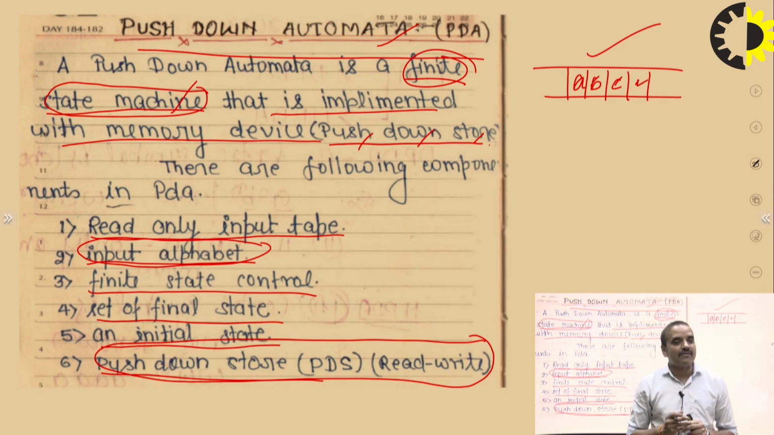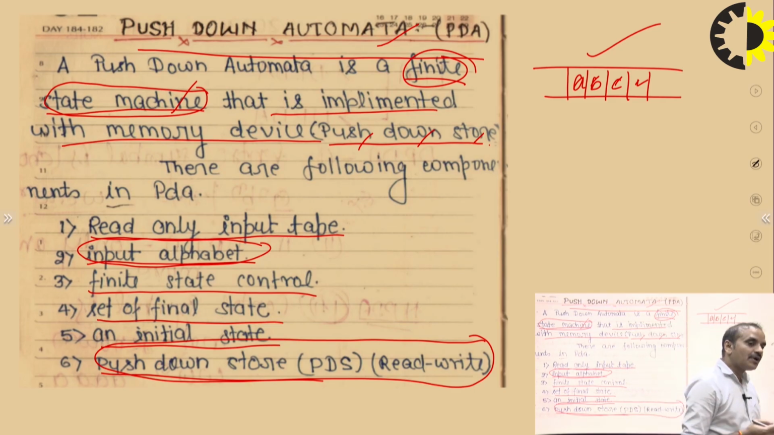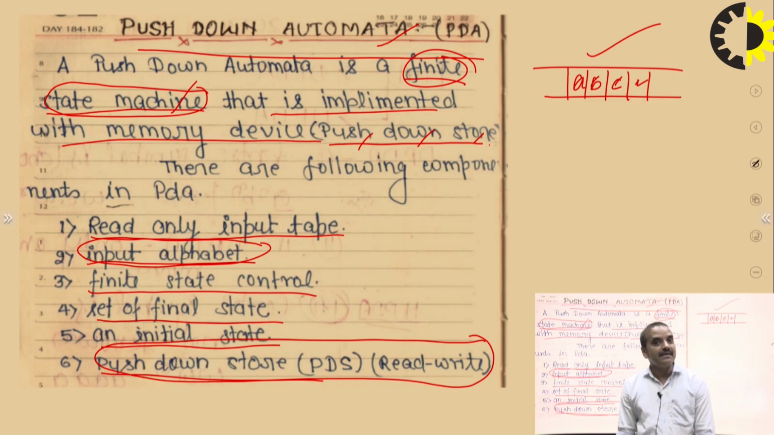There are 4 types of language, that is type 0, type 1, type 2 and type 3. Here, this machine accepts type 2 language. Here, this machine processes a context-free language. This automata contains mainly 6 points.